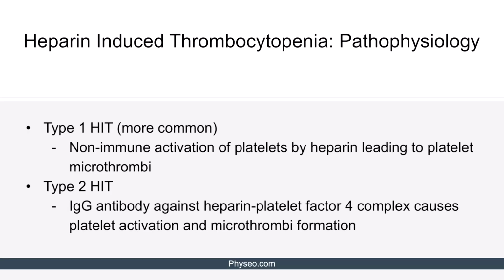There are 2 types of HIT, type 1 and 2. Type 1 heparin-induced thrombocytopenia is more common, and it is the non-immune activation of platelets by heparin leading to platelet microthrombi. Type 2 HIT, on the other hand, is an immune phenomenon. It is caused by IgG antibodies against the heparin platelet factor 4 complex. This antibody causes platelet activation and microthrombi formation.